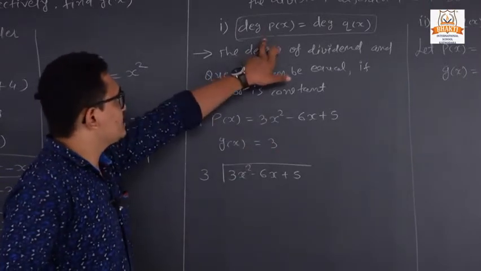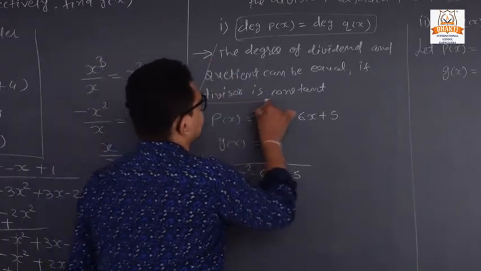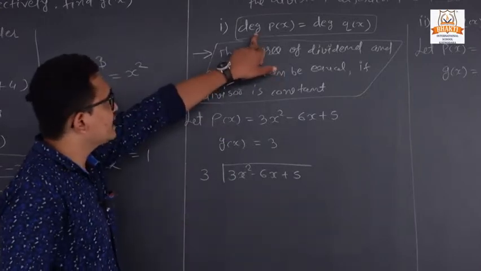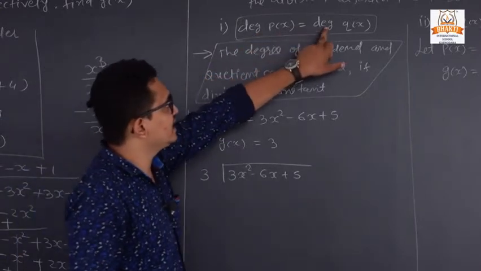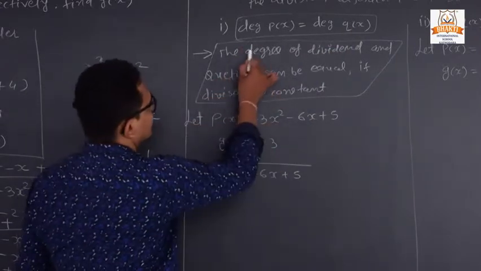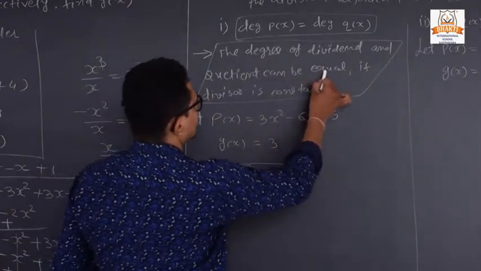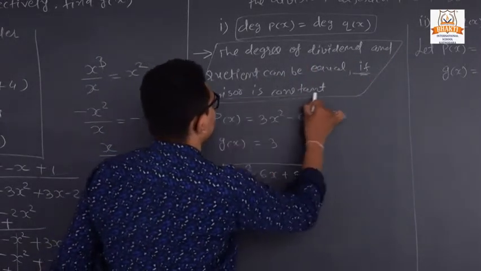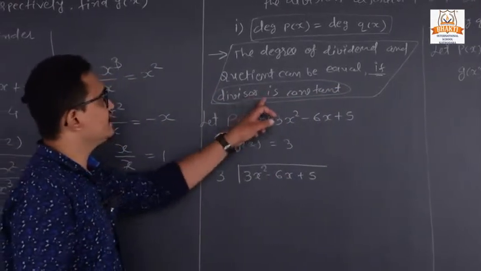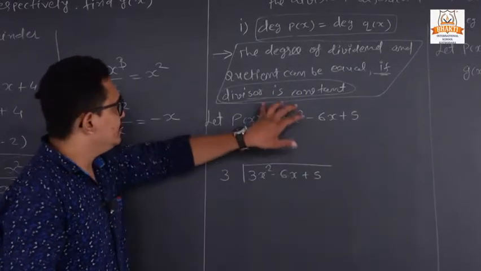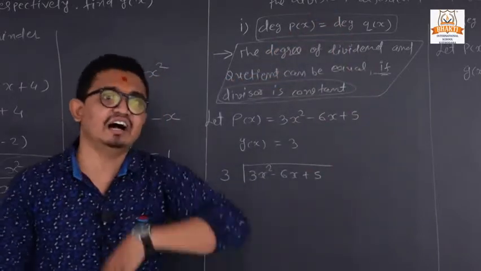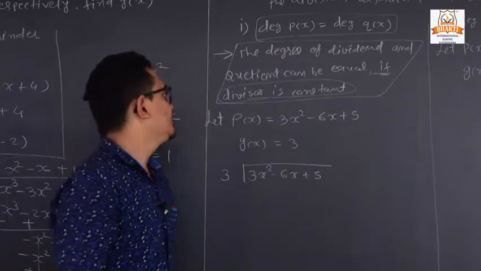In this case, first of all you need to remember something. If you want the degree of the polynomial to be equal to the degree of the quotient, that is a condition. Which condition? The degree of dividend and quotient can be equal if the divisor is constant. You need to remember that. If the divisor is a constant term, then the degrees of these both are equal. So how is it possible? For that we are taking one example.